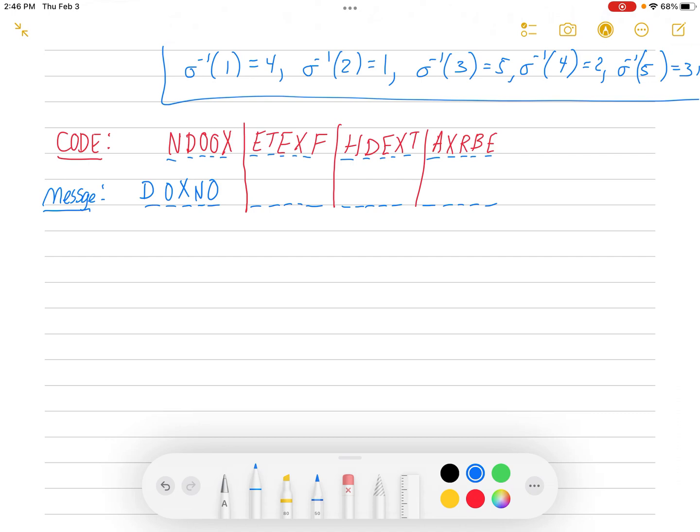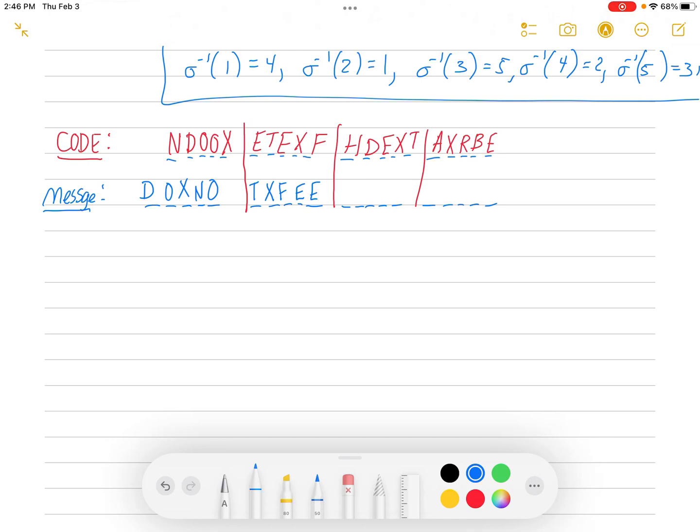All right, now we go into our second block. Our first block is D, O, X, and O. Now the second block: the first character, E, gets sent to the fourth place. T, the second character, gets sent to the first place. E, the third character, gets sent to the fifth place. X, the fourth character, gets sent to the second place. And F, the fifth character, gets sent to the third place. So we got T, X, F, E, E for the second block.